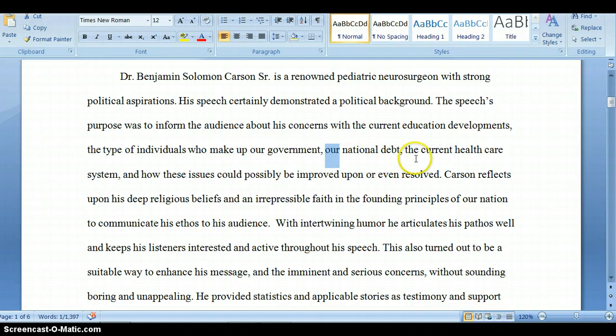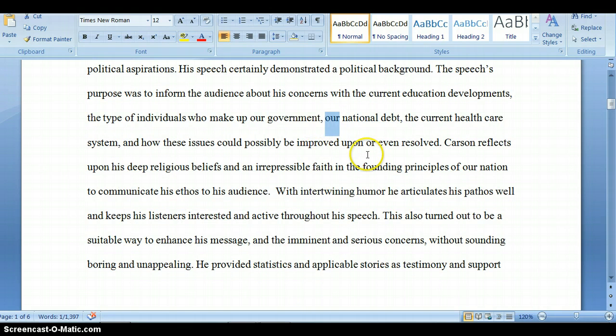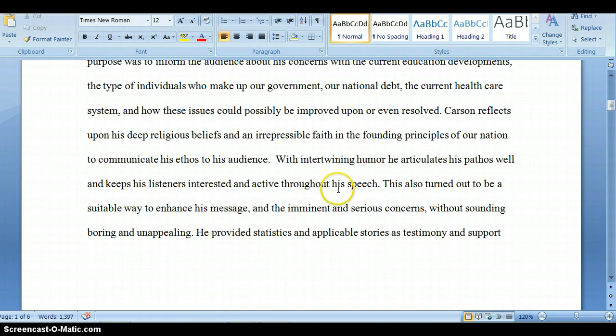So I would say the national debt, the current healthcare system, and how these issues could possibly be improved upon or even resolved. Carson reflects upon his deep religious beliefs and an irrepressible faith in the founding principles of our nation to communicate his ethos to his audience. So right here, she's picked up on one of the elements, which is his credibility, his believability, his character.